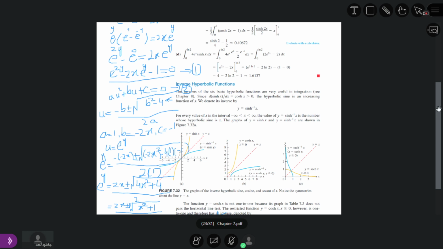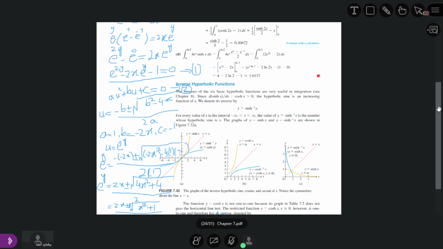Now we take natural log on both sides. So on the left, ln of e power y, since ln e is equal to 1, is equal to y. On this side we have ln of x plus square root of x square plus 1. So what is y? If we see what y is at the start, check. y is equal to sine hyperbolic inverse x.